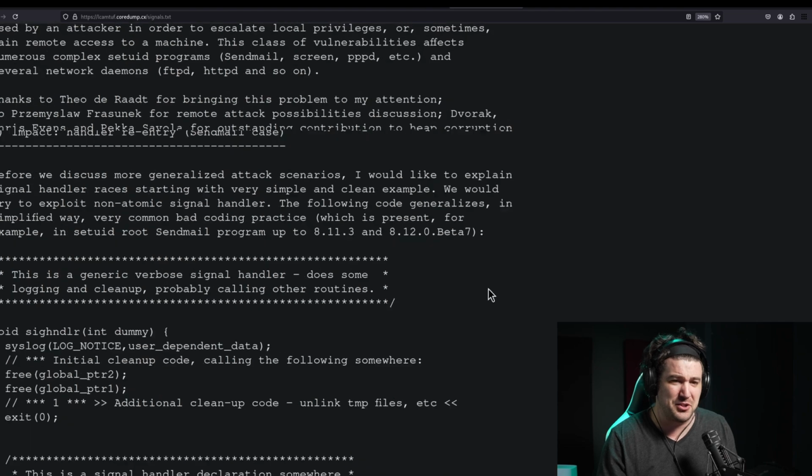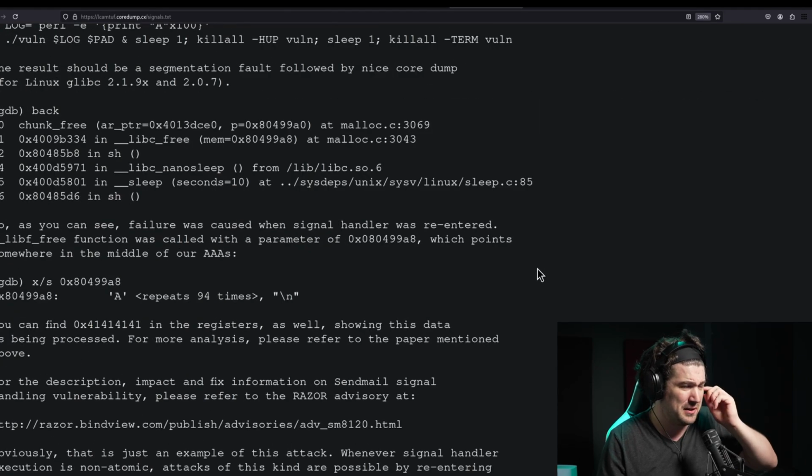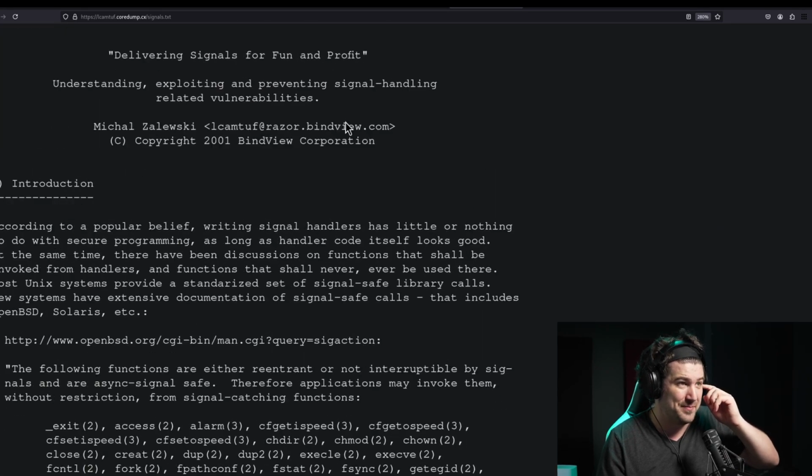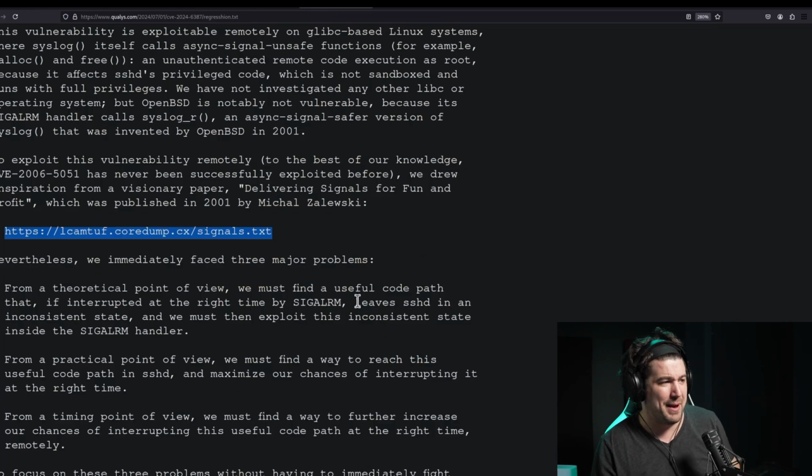Well, I'll have to actually start reading this to see if I've read this before. It sounds awfully familiar, but all right, let's get back into it.